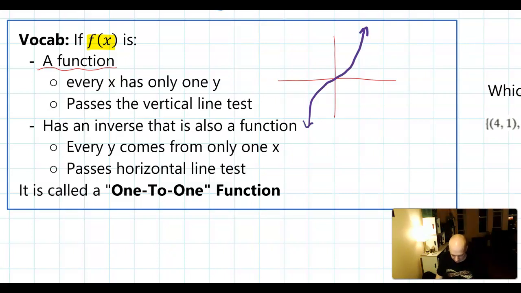Then that function is called a one-to-one function, because no matter how you say it, every x gives you exactly one y, and every y correlates with exactly one x. And that's why we call it one-to-one. That's a really nice piece of vocab that will show up a lot if you continue on in your math studies.